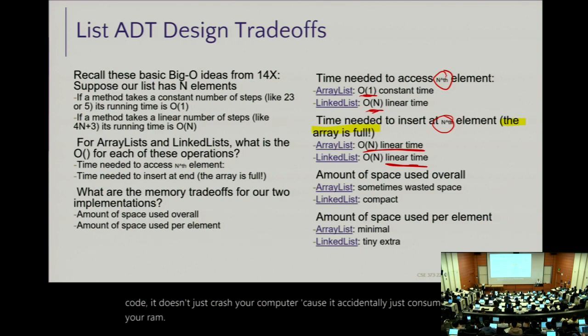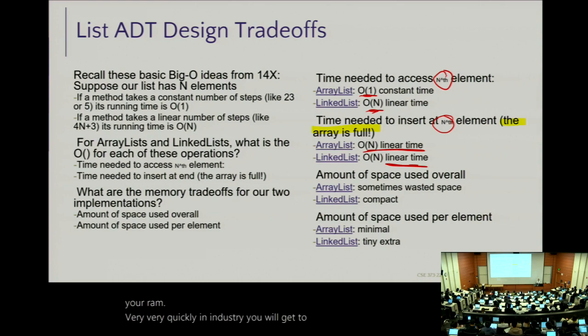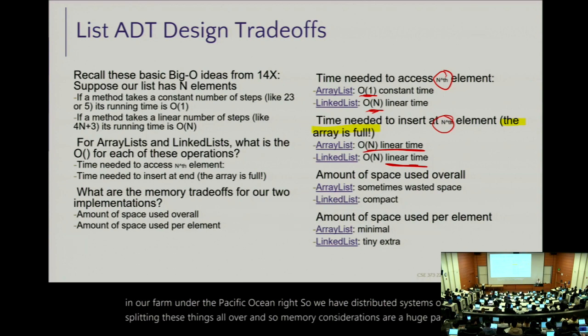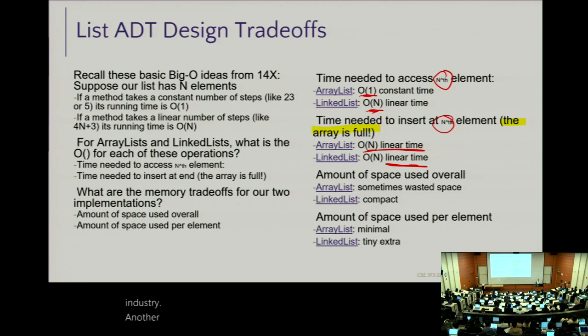But very, very quickly in industry, you will get to places where the memory usage is so big that it would never fit on a single machine. In fact, not only would it never fit on just your dev machine, it wouldn't even fit on a single server box out in our farm under the Pacific Ocean, right? So we have distributed systems, we're splitting these things all over, and so memory considerations are a huge part of industry.